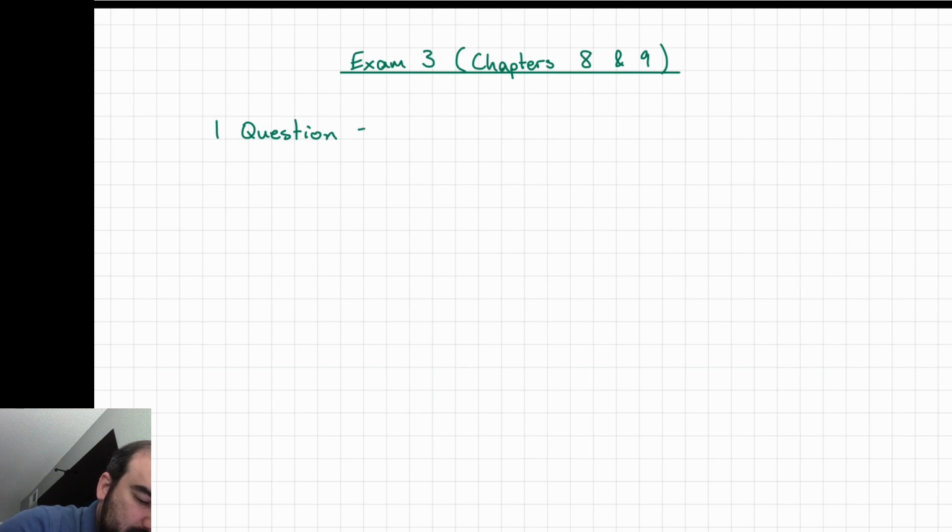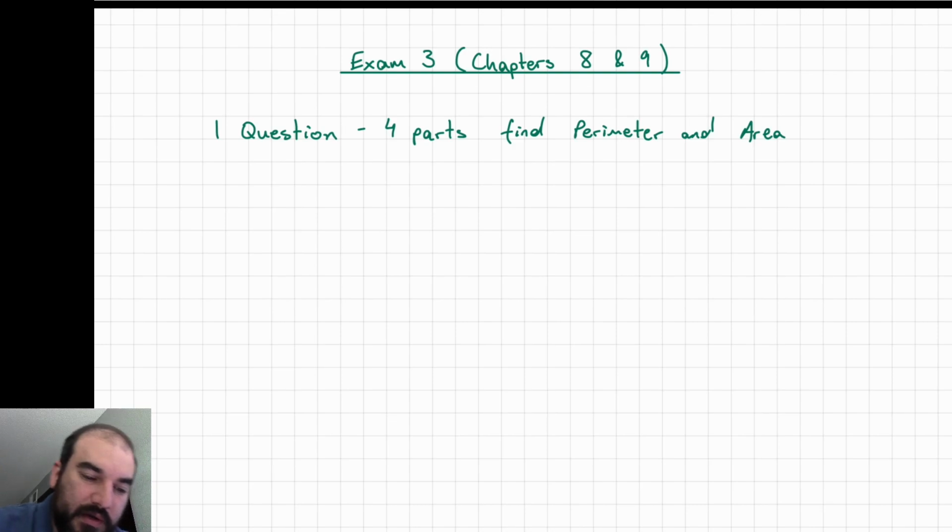that has four parts, asking you to find perimeter and area of four different figures. So four parts where you have to find the perimeter and area of the four different figures given. Now, these can be compound shapes.